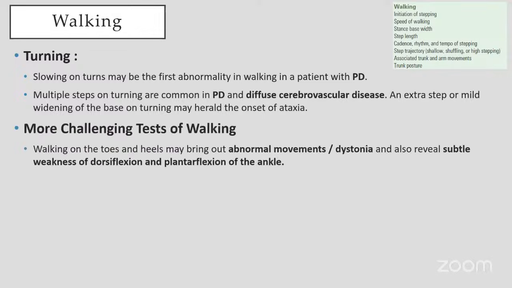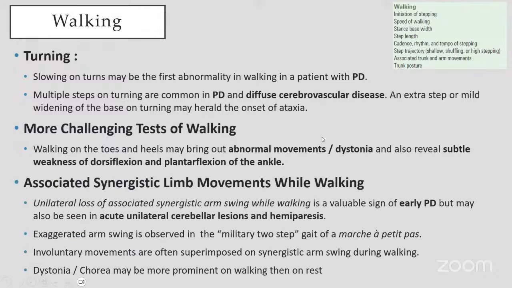A more challenging test of walking, as we already discussed, is walking on the toes and the heels, which may bring out abnormal movements or dystonia, and also reveal subtle weakness of dorsiflexion and plantar flexion of the ankle, and associated synergistic limb movements while walking. Any unilateral loss of associated synergistic arm swing while walking is a valuable sign for early PD, but may also be seen in acute unilateral cerebellar lesions and hemiparesis.